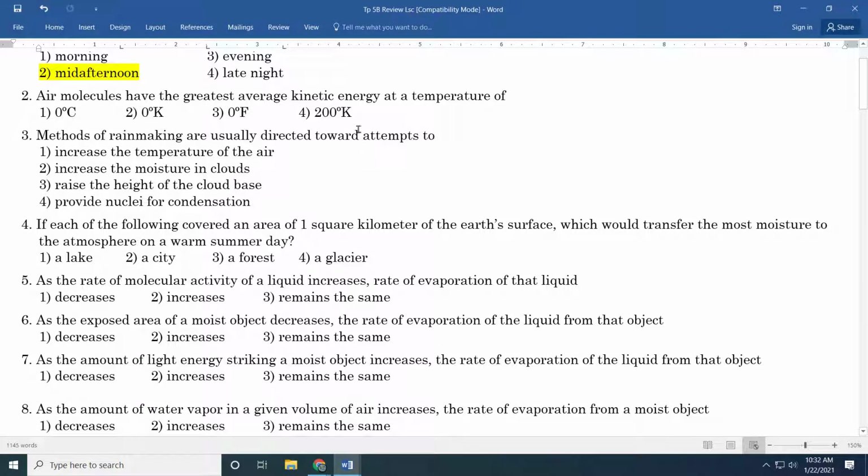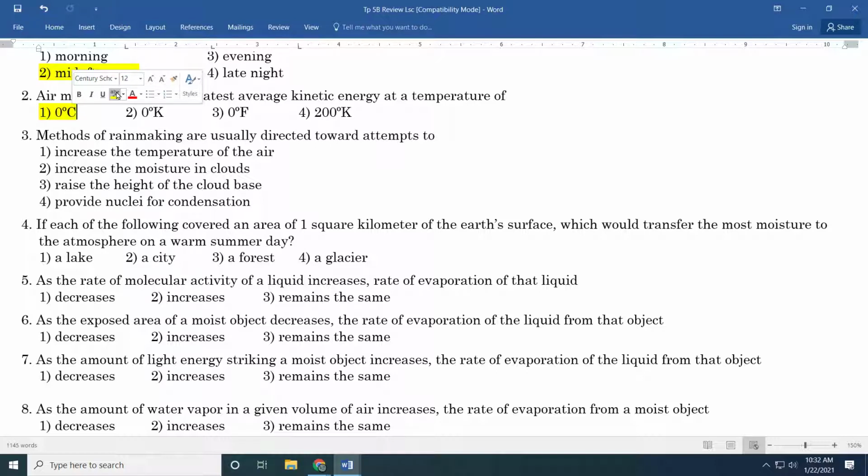Air molecules have the greatest average kinetic energy at which of these temperatures? You have to look it up on the reference tables on page 13 where the thermometers are located and figure out which one of these is the hottest. There's no easy way around it unless you really understand these systems. You find which one is the highest temperature, and that means it has the most kinetic energy. It just so happens that it appears to be 0 degrees Celsius.